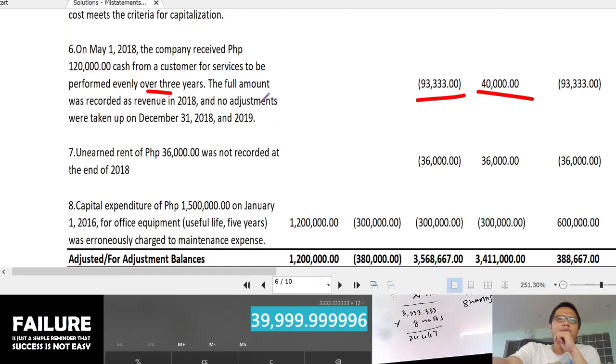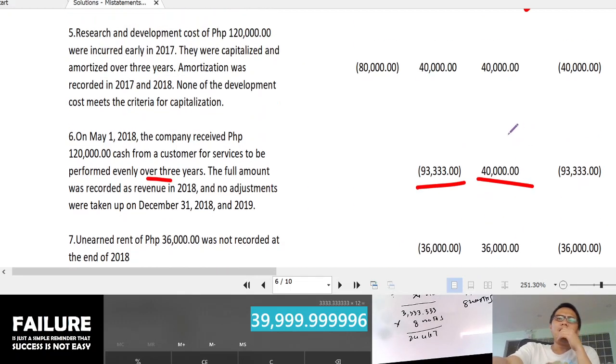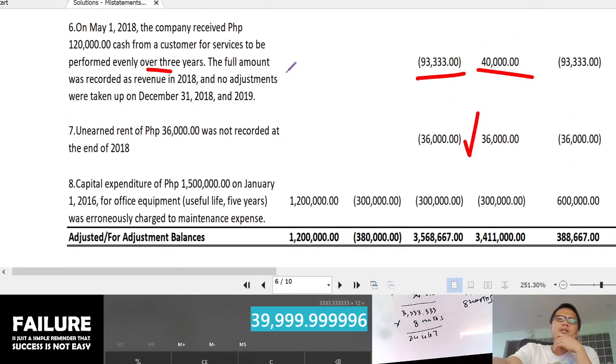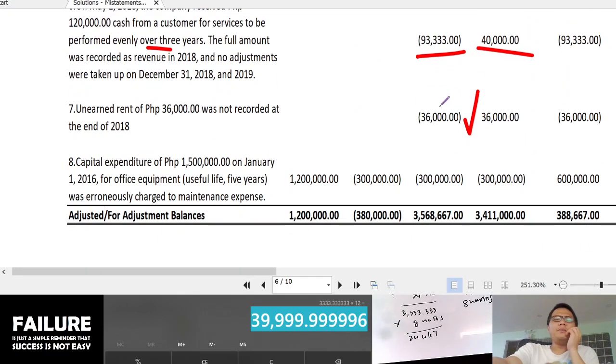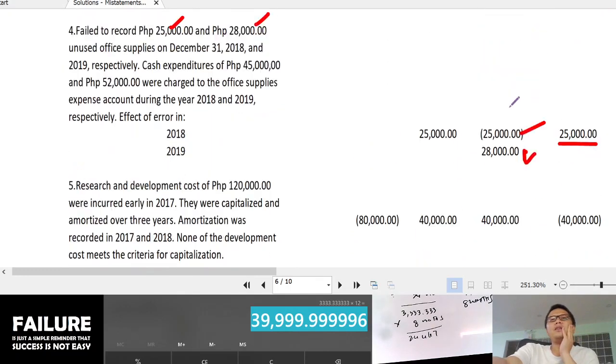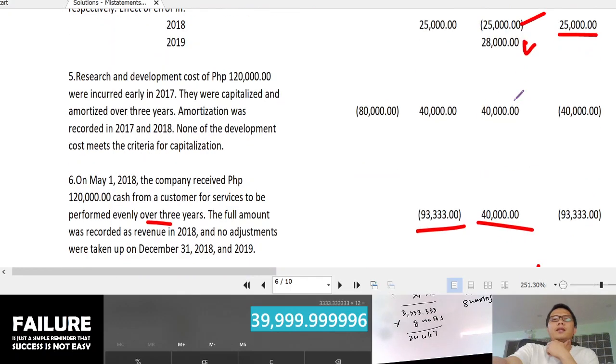Okay. Next is we have an unearned rent of 36,000 hindi na-record noong 2018. So, unearned rent, naka-receive na naman tayo ng income pero hindi pa siya earned. Obviously, in 2018, sobra tayo by 36,000. In 2019, which is the year na dapat i-recognize siya ng income, pero na-recognize natin siya as income in 2018. So, ano yung nangyari? Kulang yung net income natin. Kaya, understated yung net income by 2019.